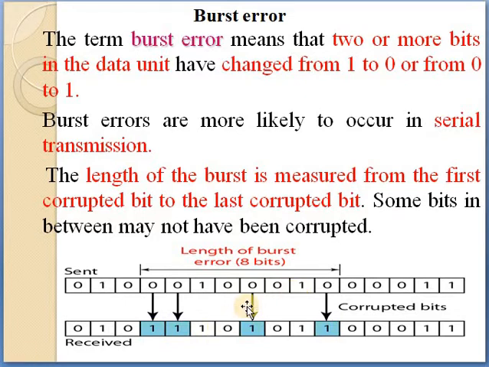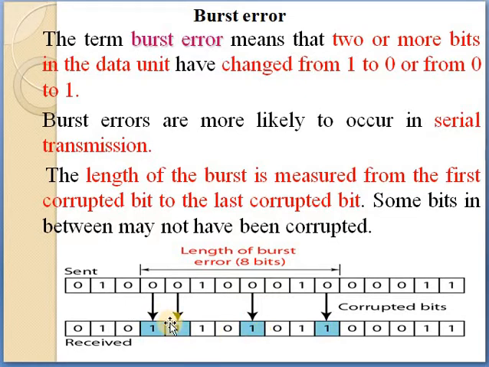In this example, the length of the burst error is 8 bits, and the error occurred here, where this 0 is changed to 1. Here again 0 is changed to 1. After that, at the 5th bit, 0 is again changed to 1.